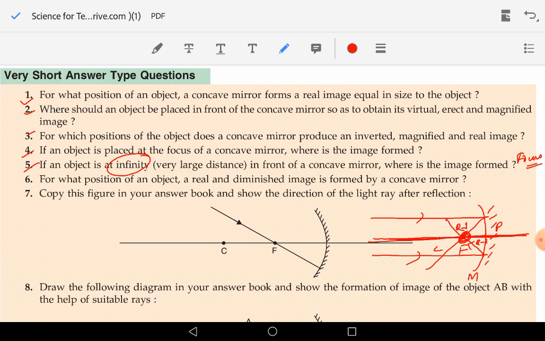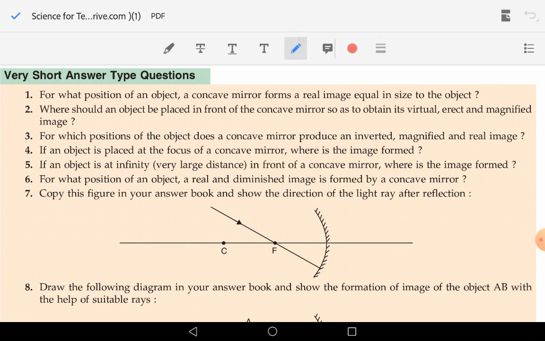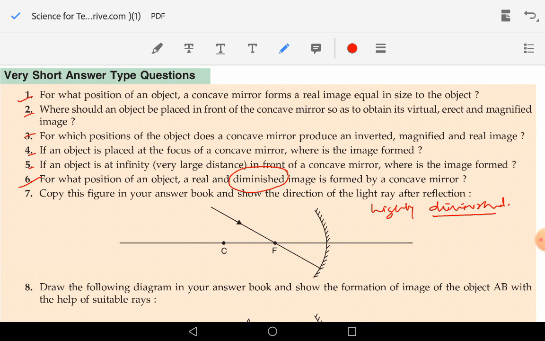Okay, now question number 6: for what position of an object a real and diminished image is formed by a concave mirror? Now many a times we get confused with such type of question, that diminished image. Now we all should know that a concave mirror can form a highly diminished image as well as a diminished image also. Now we need to be very careful that in the question it is only diminished, that the image will be small as compared to that of the object, and that is only possible if the object is kept beyond C. Okay, so if the object is kept beyond C, then the image will be diminished. Okay, the image will be diminished and it will be formed between C and F.